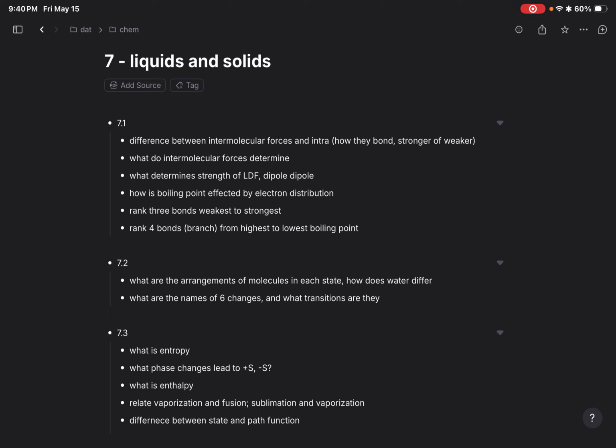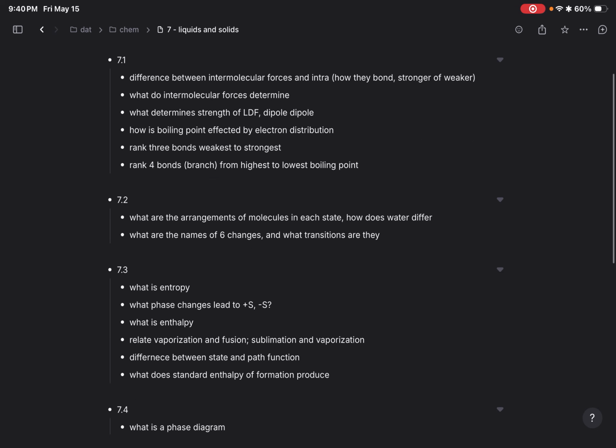The three bonds from weakest to strongest. You got LDF being the weakest, London dispersion forces, which is present in every single molecule. Then you got dipole-dipole, which is just the permanent dipoles, and then you got hydrogen bonding, which is a type of dipole-dipole. Hydrogen bond is just hydrogen bonded to F, fluorine, oxygen, or nitrogen.